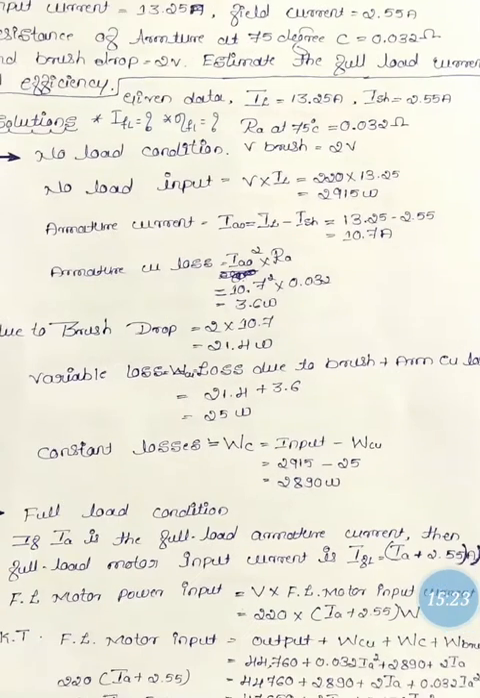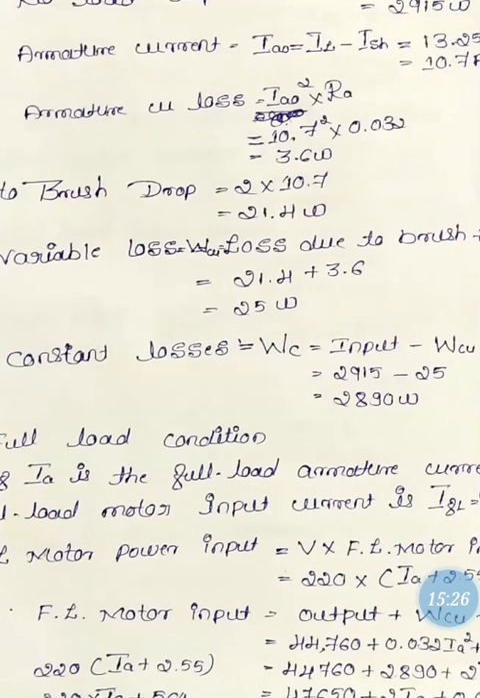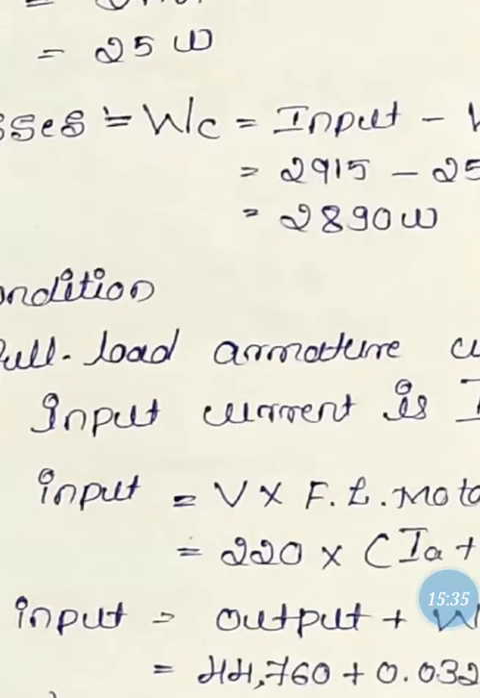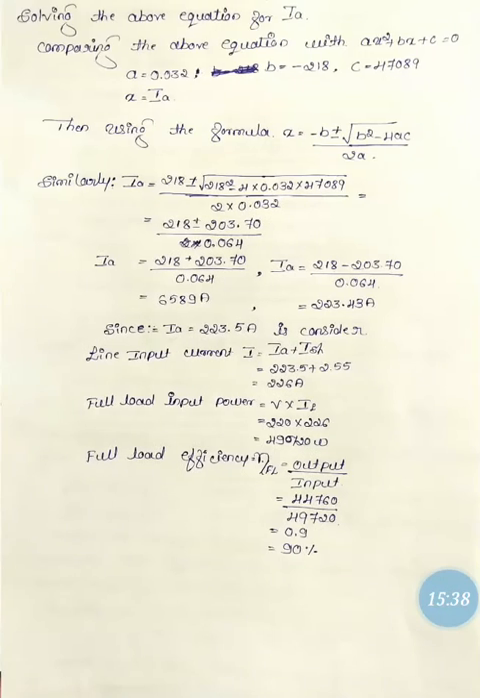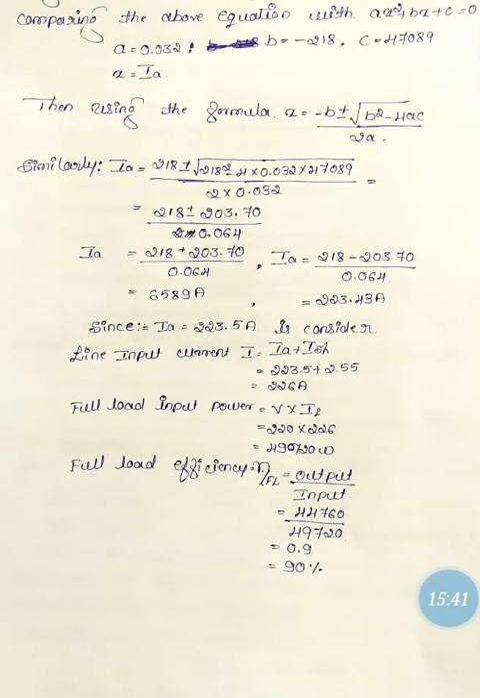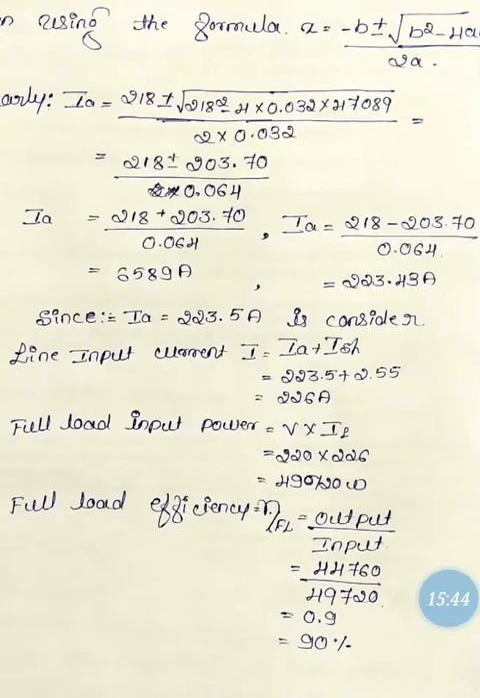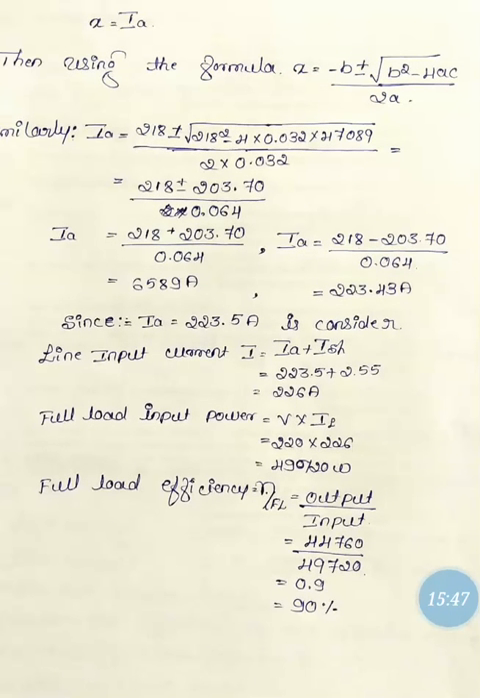Then if you solve this equation, you will get a quadratic equation: 0.032 Ia square minus 218 Ia plus 47,089 equals 0. Then if you solve this equation for Ia using Sridhar's formula, you will get the armature current as 223.43 ampere. Actually you will get two roots here. One root is 6589 ampere, which is very much greater than the armature current of the motor. So we'll consider the armature current of the motor as 223.43 ampere.